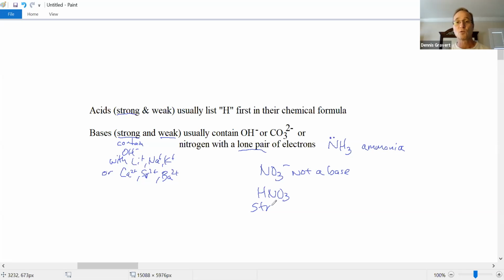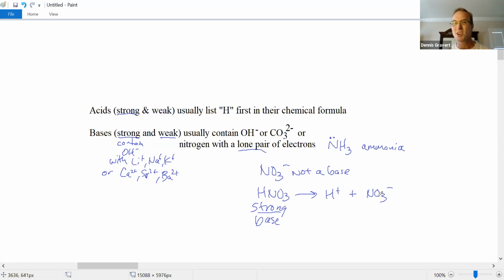HNO3 is a strong acid, right? One of the ones we had to memorize. It's a one-way reaction. All of the nitric acid molecules form H+ and NO3-. And the NO3- doesn't react backwards. That's what makes it strong. It fully ionizes, and then it stays ionized.